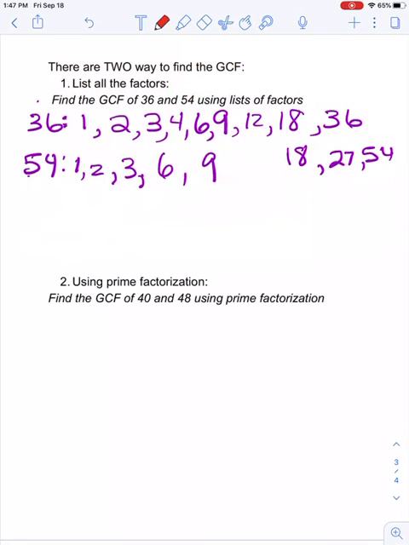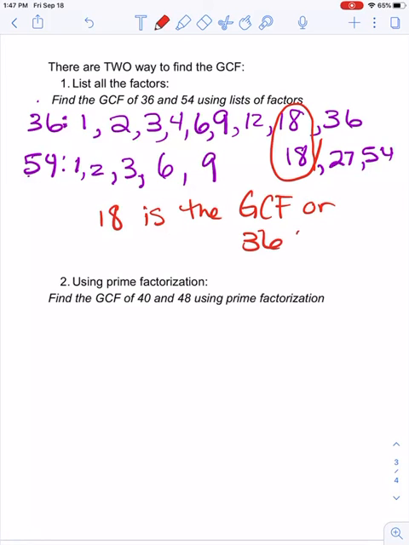My greatest common factor, I'll go ahead and circle in red, is 18. I can't get to 36. I can't get any higher anywhere. So 18 is the GCF of 36 and 54. Okay? Ooh, that's a lot of work.